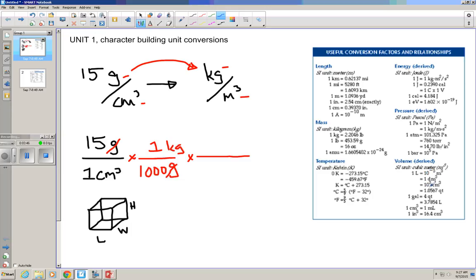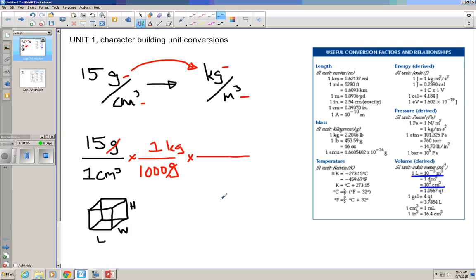1 liter is 10 to the 3 cubic centimeters, which is 10 to the minus 3 cubic meters. So you could do this conversion indirectly. But I'm going to show you something else. A lot of times you are not going to find a volume conversion in this table. We can do length though.